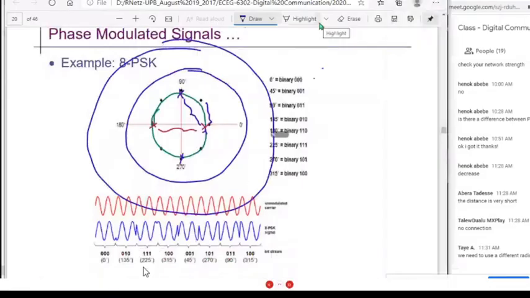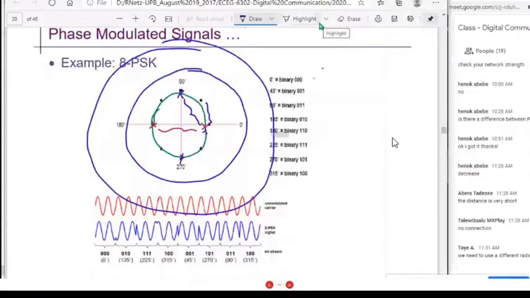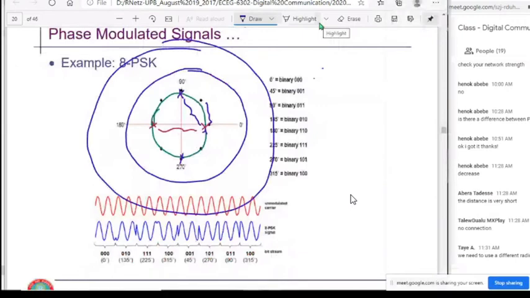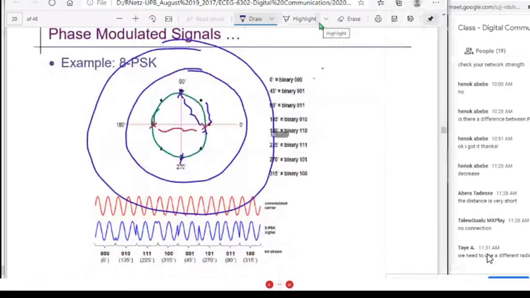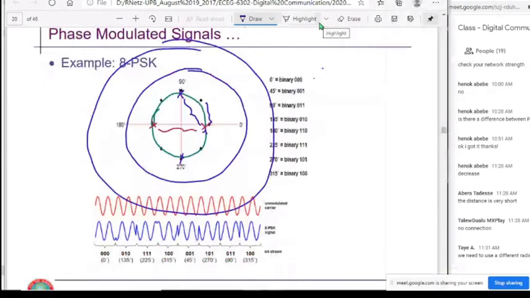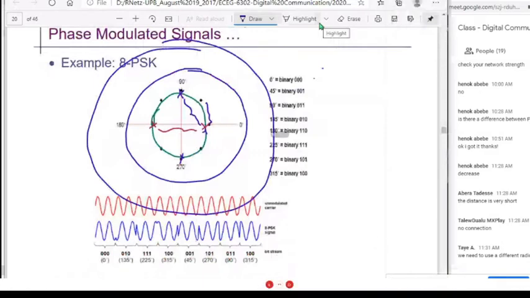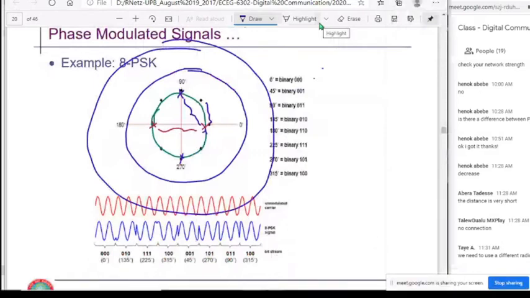The phase changes, so the carrier's phase changes. Looking at the constellation diagram, the points are on a circle. If the sequence changes, the carrier phase changes. This is the actual transmission and this is the abstraction.